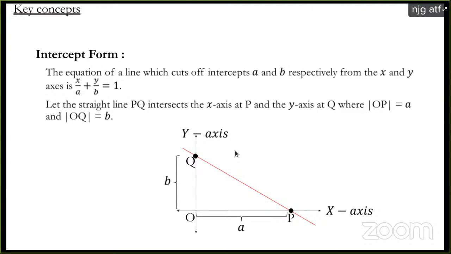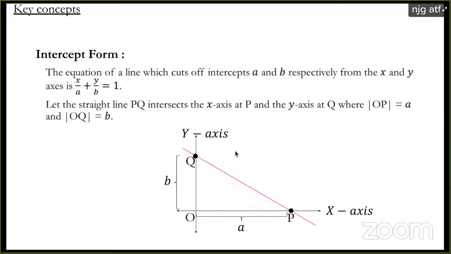You can simplify this, cross multiply it and take AB on the right side, and you can convert this intercept form into the other three forms. So this is about intercept form, where the straight line PQ intersects the x and y axes at P and Q. The length of OP is A and the length of OQ is B.